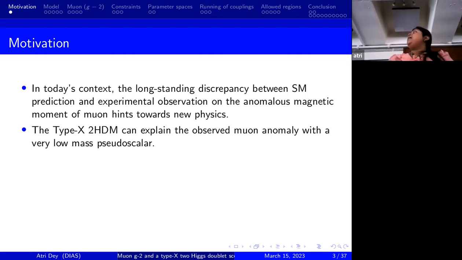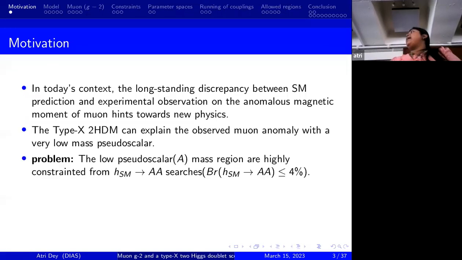For this, the type X two-Higgs-doublet model is a good candidate which can explain the observed Muon anomaly if we allow an extra low mass pseudoscalar particle in our two-Higgs-doublet scenario. But the problem is, if the pseudoscalar mass is very small, then our standard model Higgs can decay to a pseudoscalar pair, and the LHC experiments have a strong bound on Higgs decay branchings. The current limit on Higgs to A, our pseudoscalar particle, cannot be more than 4%, coming from LHC data.